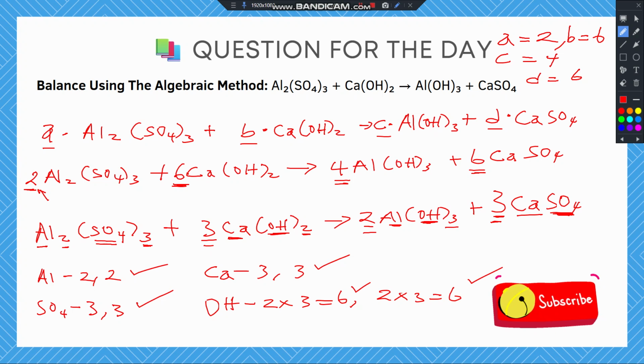I'm sure you enjoyed every bit of this, from the point where we assigned letters to represent coefficients, to the point where we formed equations, and to the point where we balanced it fully.